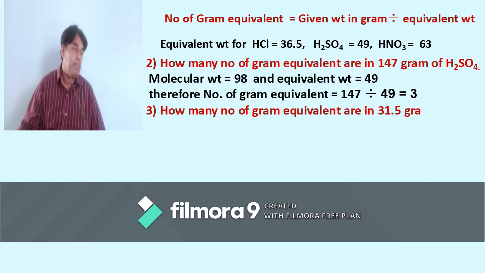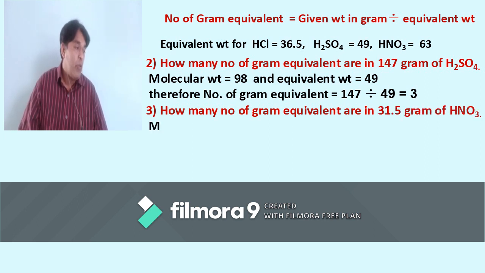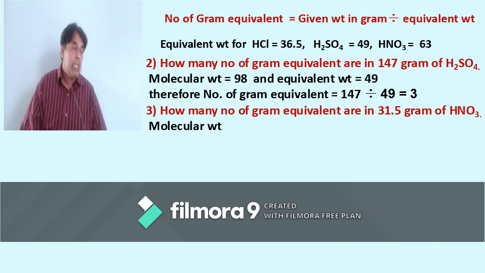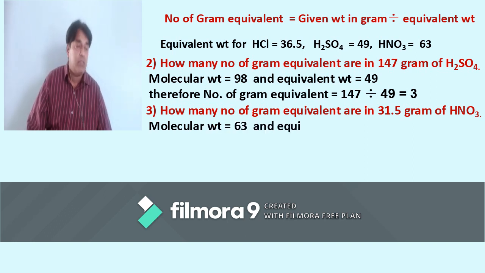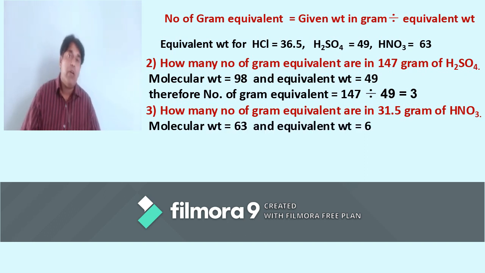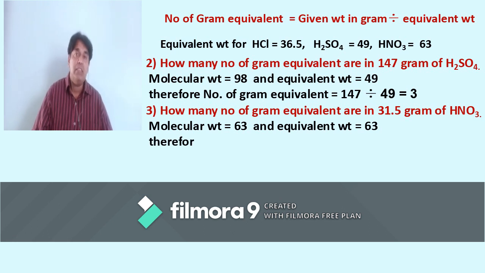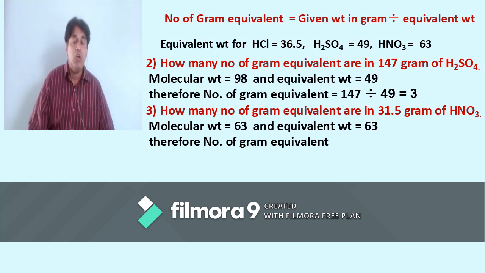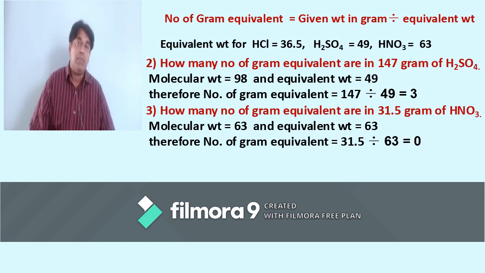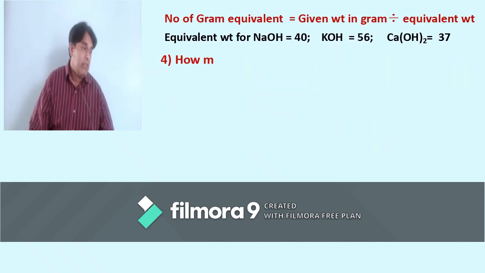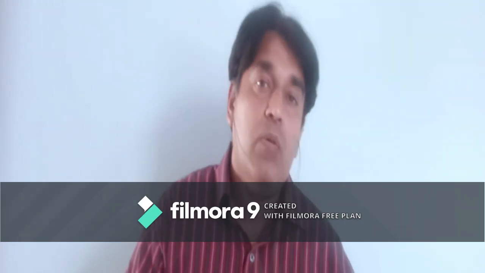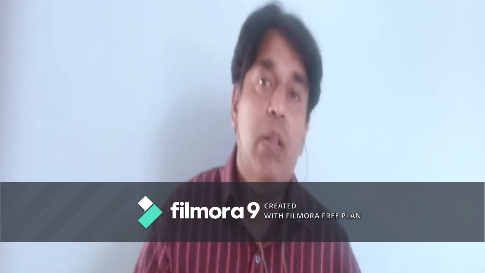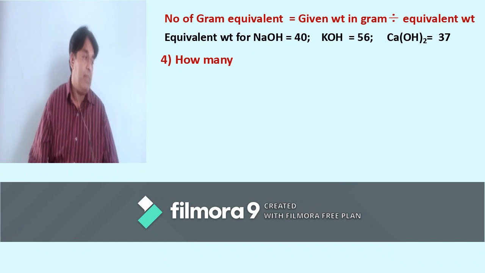The next example. How many gram equivalents are in 31.5 grams of HNO3? Now, for HNO3, the molecular weight is 63 and the equivalent weight is also 63. Therefore, by using the same formula, the number of gram equivalent equals the given weight, that is 31.5 upon 63, equal to 0.5.